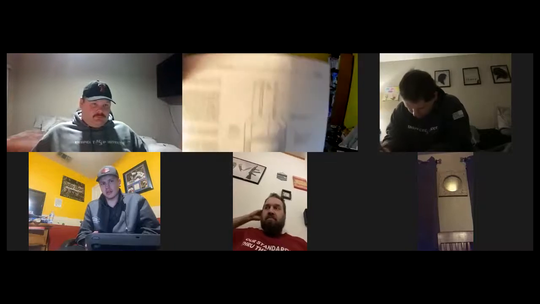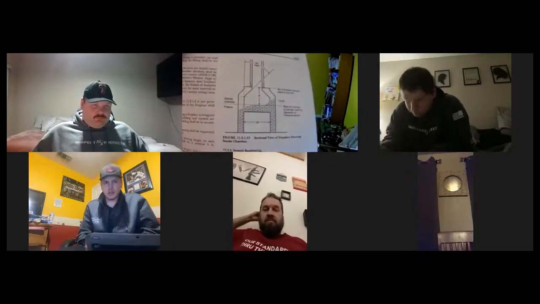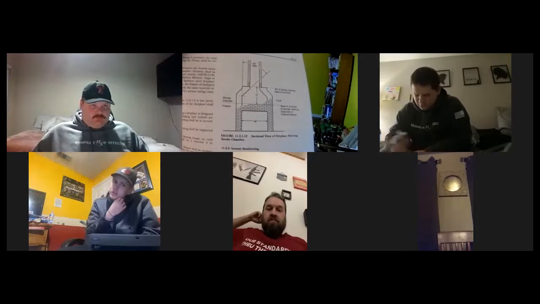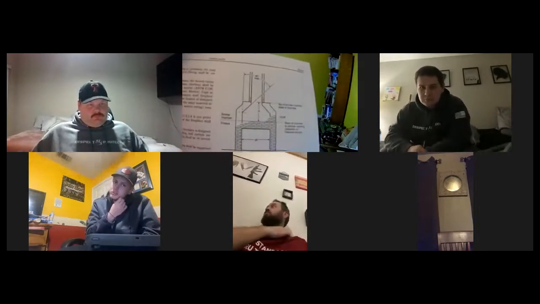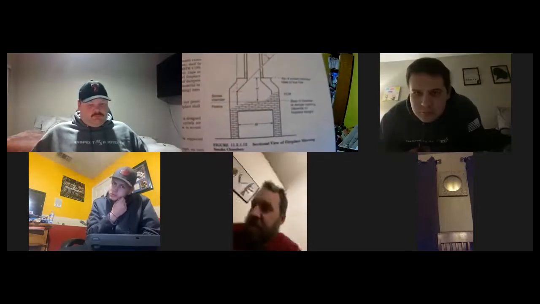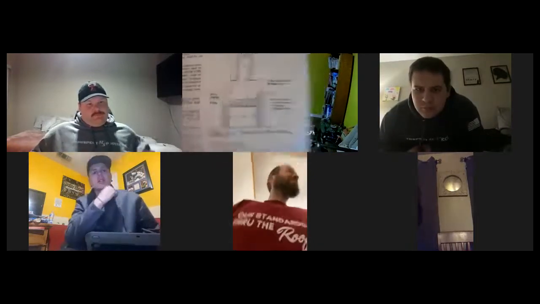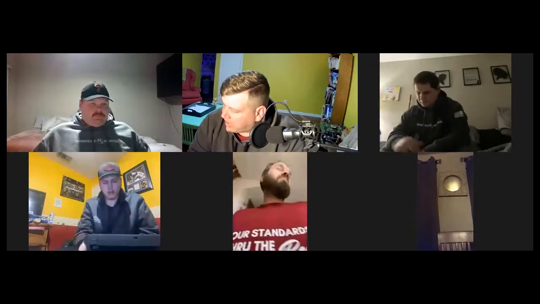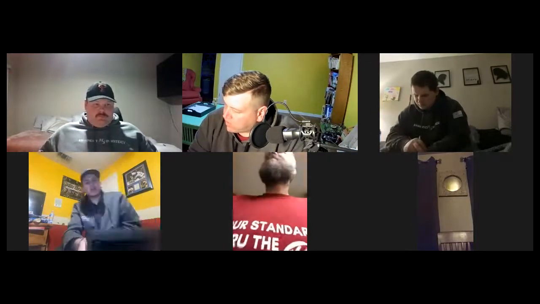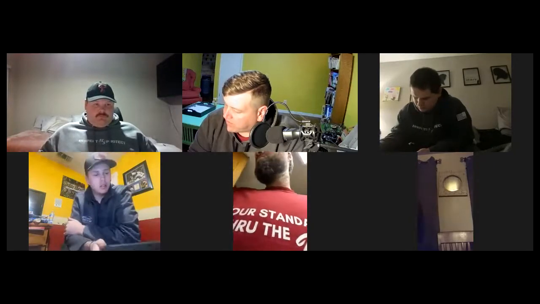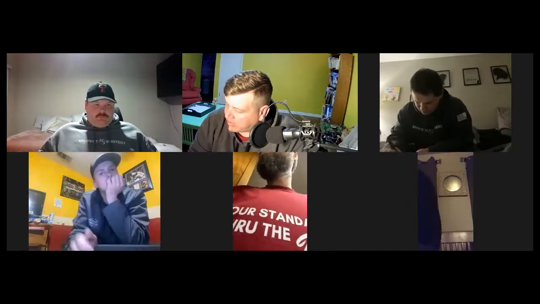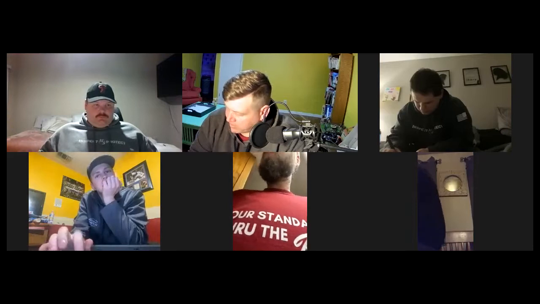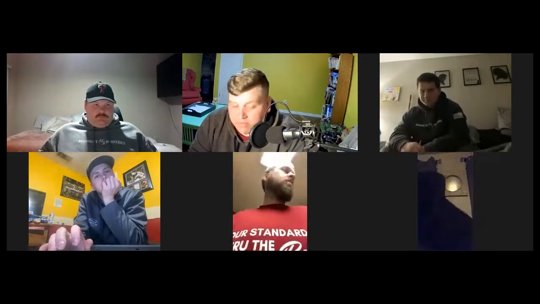So I'll show you here. W is equivalent to the width of the firebox, and H is the height. Can you see that? Yep. So the height of the smoke chamber is less than or equal to the width of the firebox. So H is less than or equal to W in that scenario.